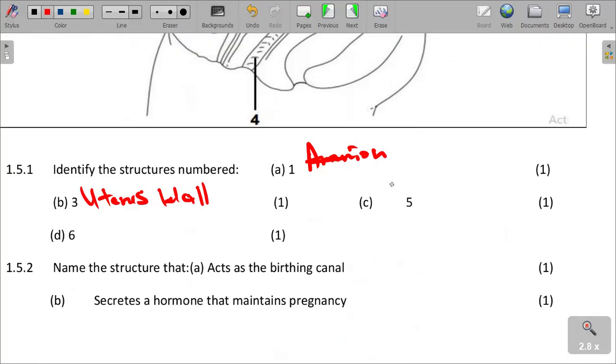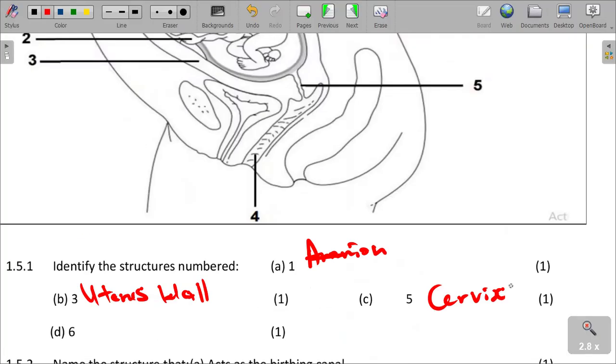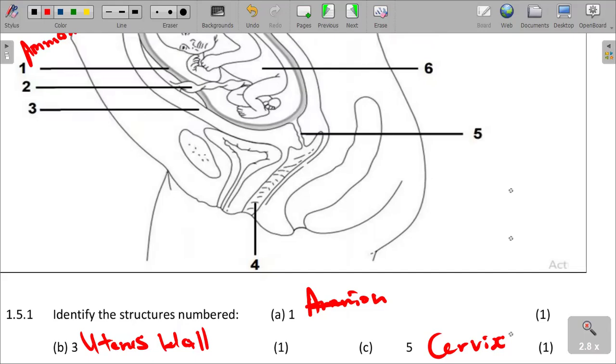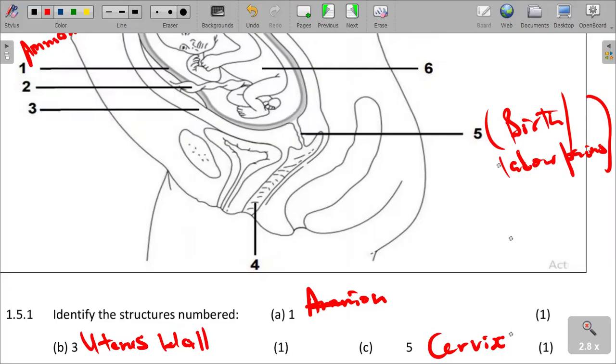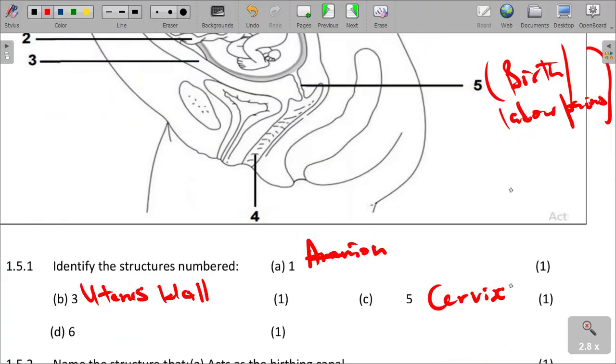Number 5 is the cervix, which affects and allows birth. It allows the labor pains. It expands and contracts to allow the birth process, which is also affected by the labor pains that we are talking about.